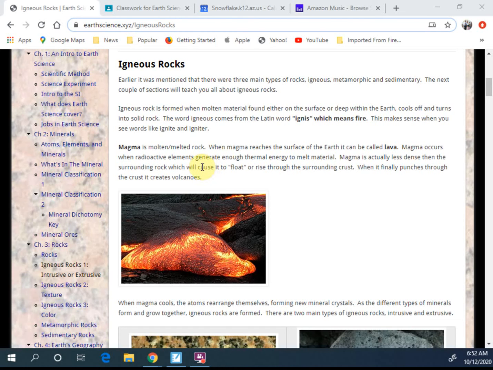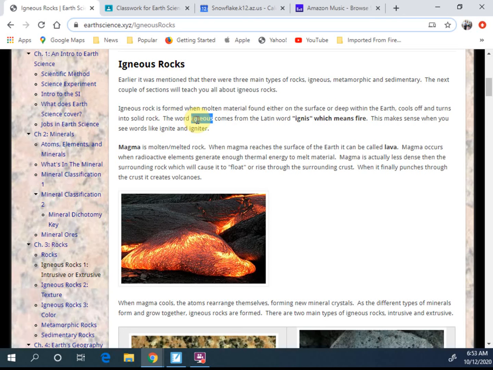Okay, let's talk a little bit about this subject, igneous rocks. We've already understood that there are three categories that we mentioned yesterday regarding three types of rock. One is igneous, one's metamorphic, and one is sedimentary. We are going to focus strictly on igneous today, and we'll cover the remaining topics in further sections. Igneous rock is formed when molten material found either on the surface or deep in the earth cools off and turns into a solid rock.